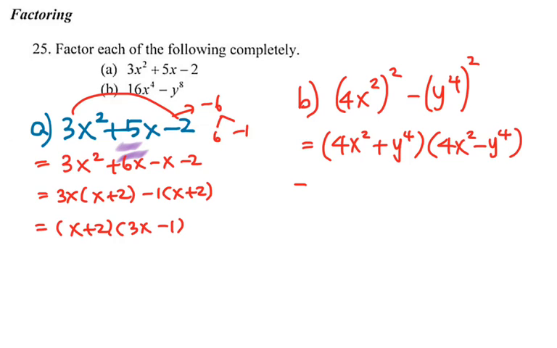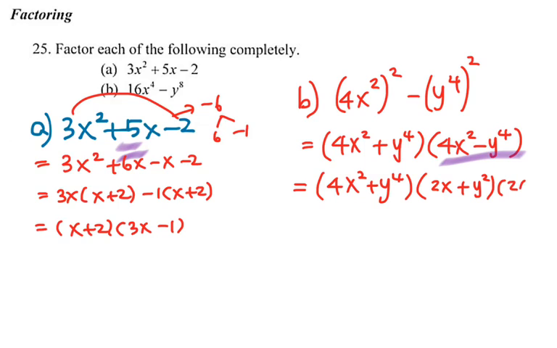Alright, now the first factor we cannot do anything with because it's a positive, but the second one, right over here, I'm hoping that you see another difference of squares. So I'm going to copy down the first factor here. How about the second one? 2x plus y squared, and then 2x minus y squared. Alright, that's how we can factor those two.